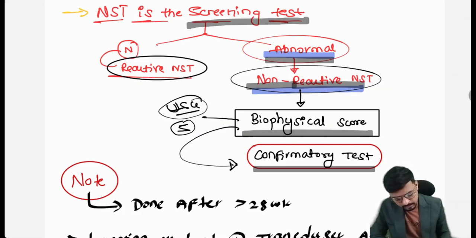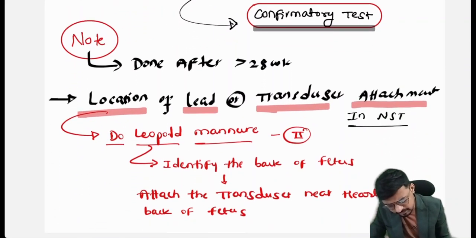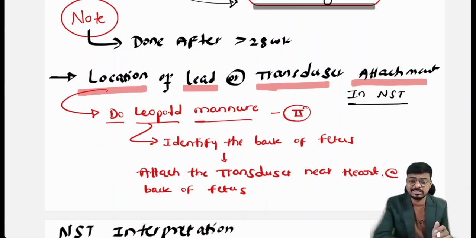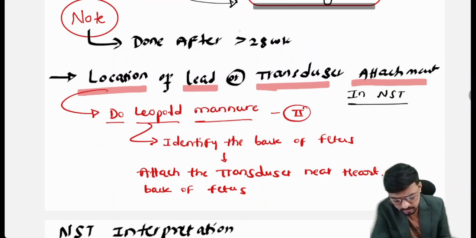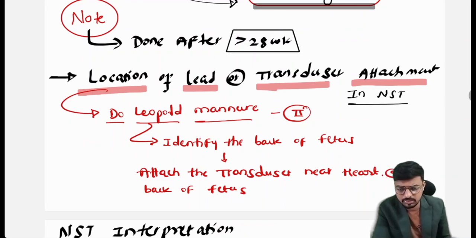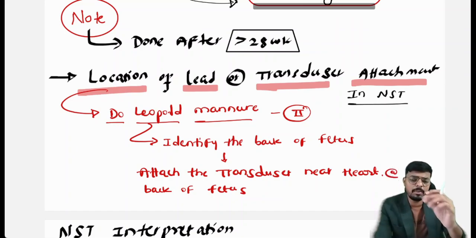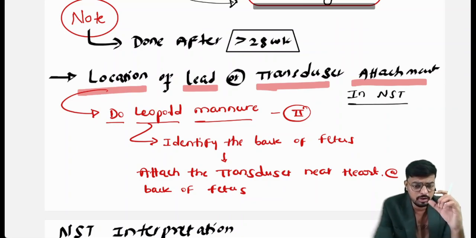Okay, so some golden points on the non-stress test. The non-stress test is done after 28 weeks. After 28 weeks, in the third trimester, we will mostly recommend it. So the NST will be done after 28 weeks. I told you we have to apply some electrodes to monitor the fetal heart rate in the NST.